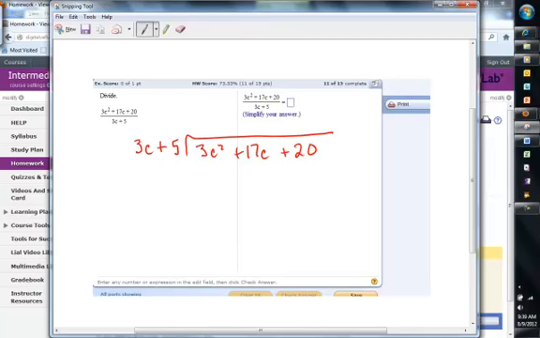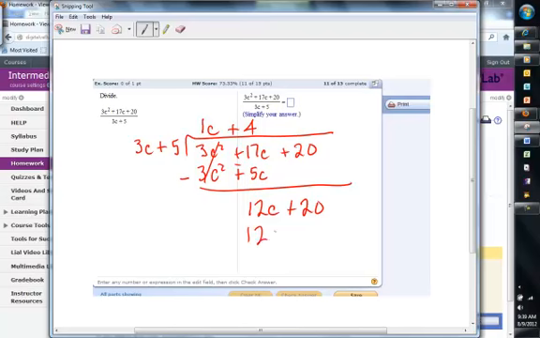All right, 3 goes into 3 once, so c. And we get 3c squared plus 5c. Subtract. These go away, and we get 12c plus 20. 3 goes into 12 4 times, so plus 4. 3 times 4 is 12c plus 20. Subtract, so change the signs and those go away, so our answer is c plus 4.